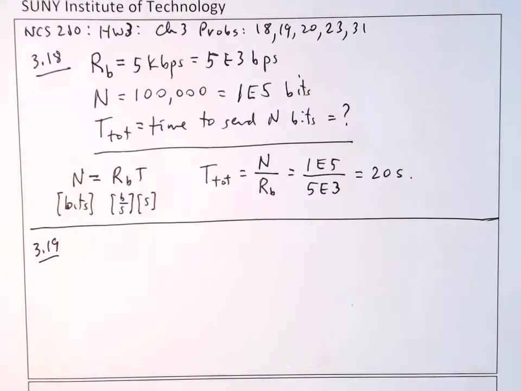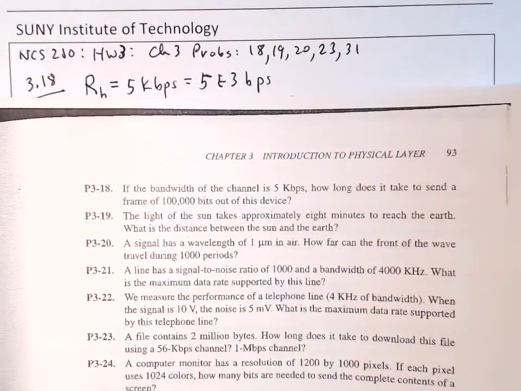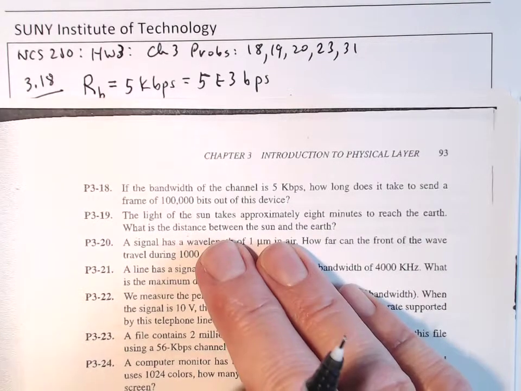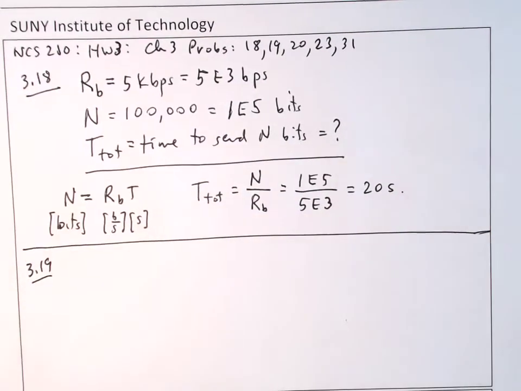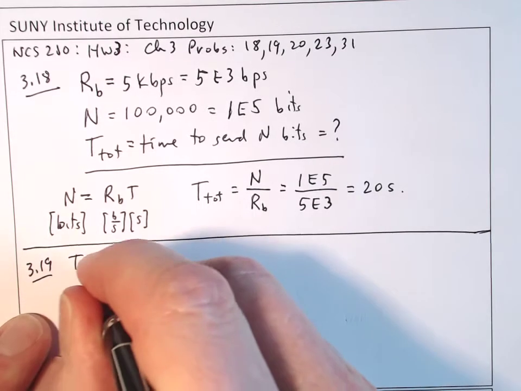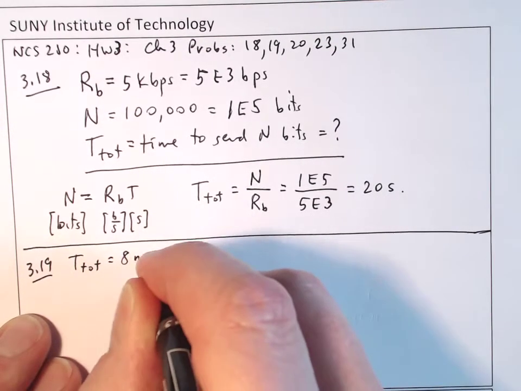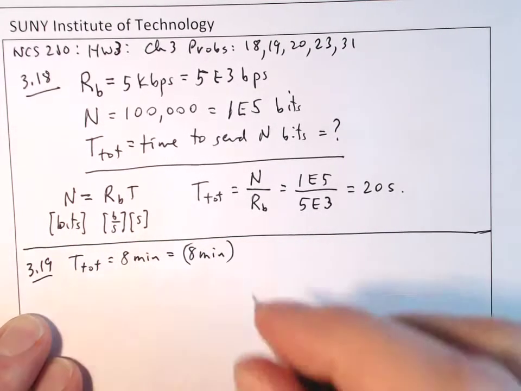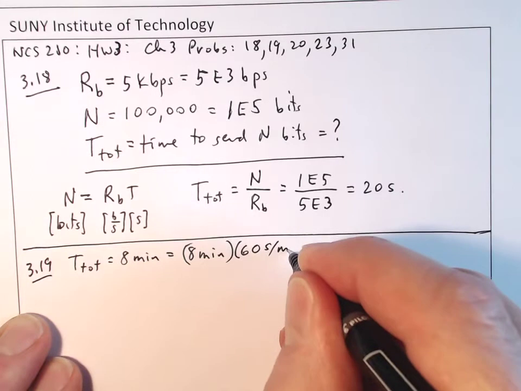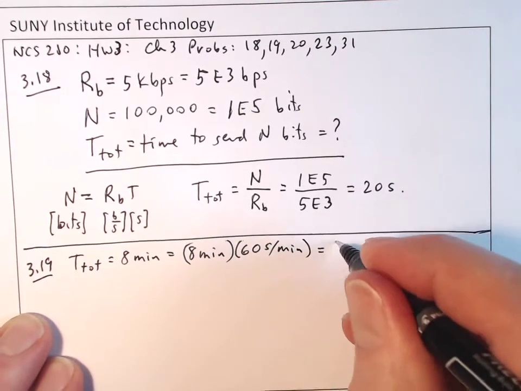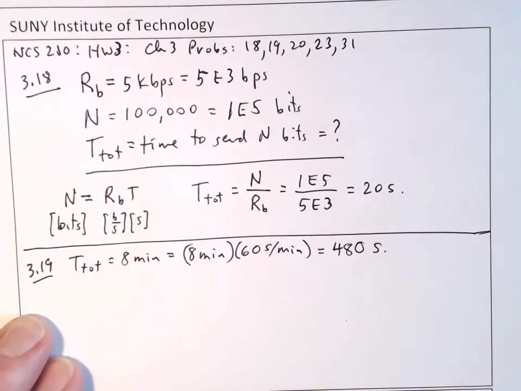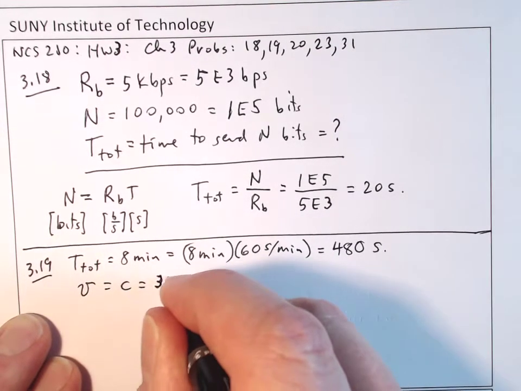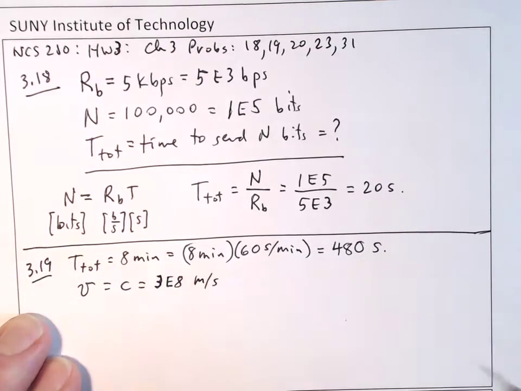3.19, the problem statement is the light from the sun takes 8 minutes to reach the earth. What's the distance between the sun and the earth? Well, the total time is 8 minutes, and right away I'm going to write 8 minutes times the conversion factor, 60 seconds per minute. The minutes cancel and I get 480 seconds. The velocity is the speed of light, which is 3 times 10 to the 8th meters per second.